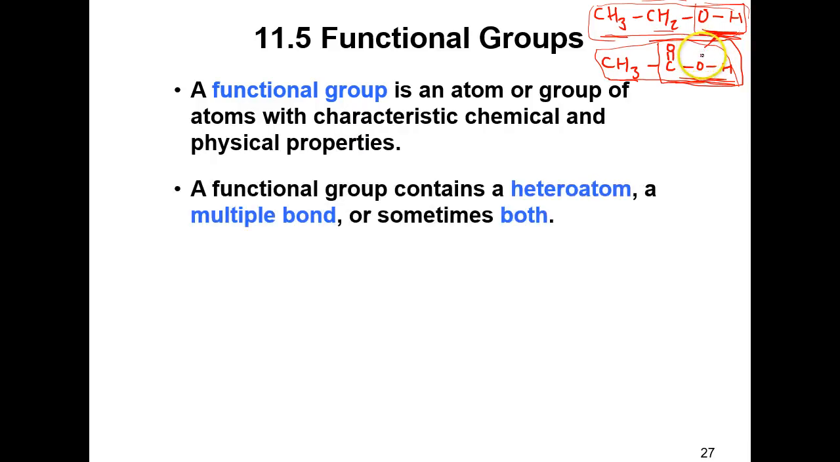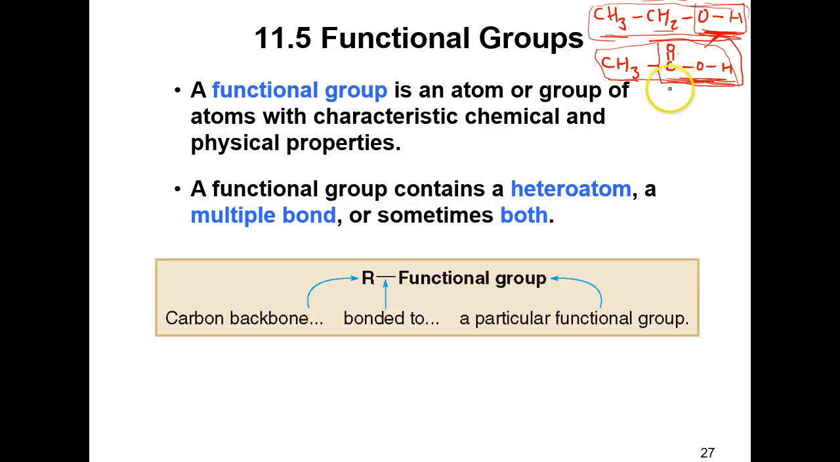Functional groups contain heteroatoms, like the example I gave here. Remember, heteroatoms are atoms other than carbon and hydrogen. They can also have multiple bonds, or they can have both. So for example, this had both. This has a multiple bond, a double bond, plus a heteroatom of oxygen.